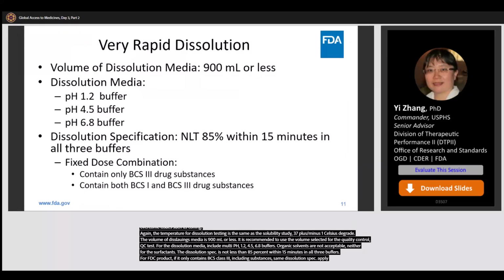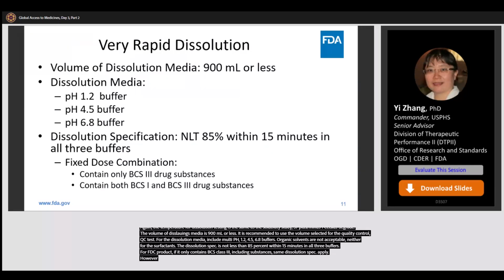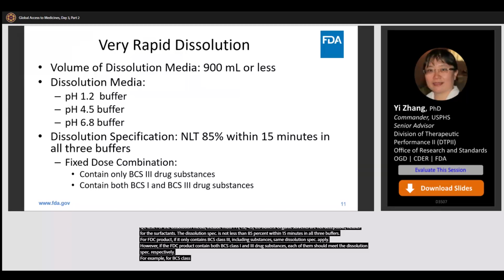However, if the FDC product contains both BCS class 1 and 3 drug substances, each of them should meet the dissolution spec respectively. For example, for BCS class 1, not less than 85% within 30 minutes. For BCS class 3, not less than 85% within 15 minutes.